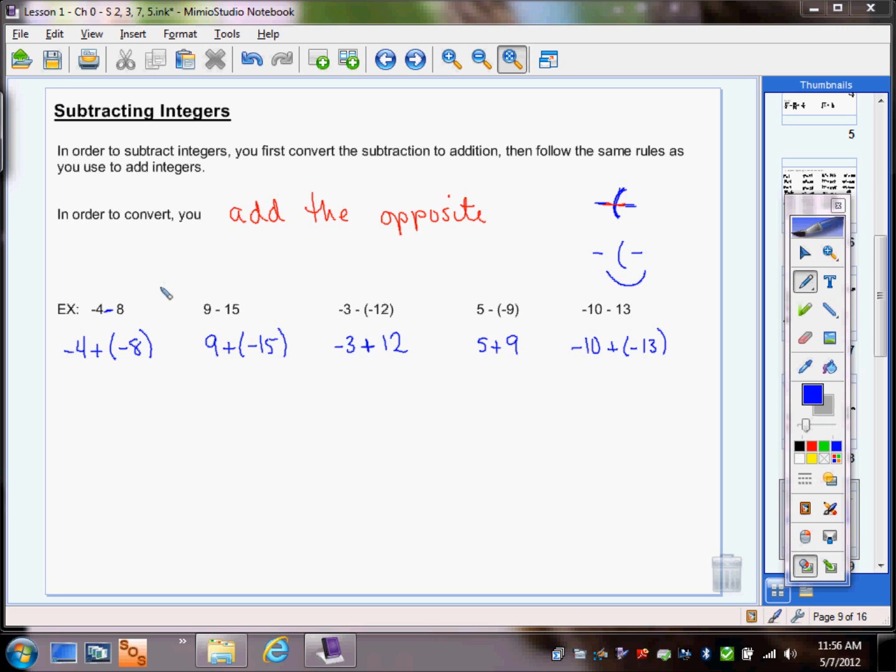The reason we do this is because it's easier to add than to subtract. So here I have a negative and a negative, so they're the same sign. I add them and keep the sign the same. Here, opposite signs, so I'm going to subtract them. 15 is bigger, so my answer is negative. Opposite signs, so I subtract, and the 12 is bigger, so my answer is positive. Here we have same signs, 5 plus 9 is 14. And here I have same signs again, so I add them, and they're both negative.